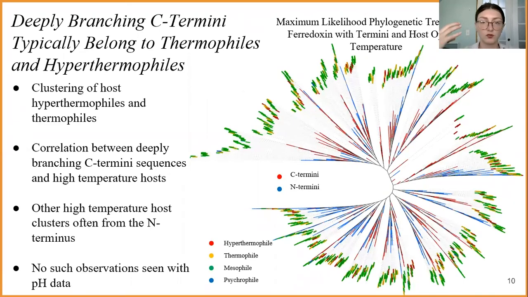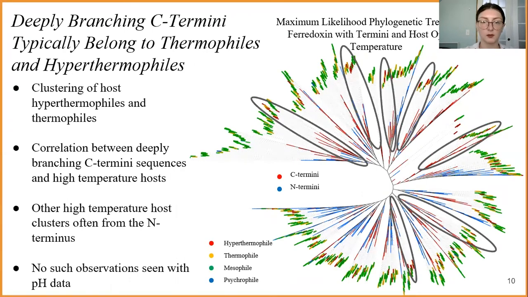When we consider host optimal growth temperature data, it appears that in the instances where thermophile and hyperthermophile sequences appear to be deeply branching in the clade, which means they are closer to the origin, the sequence is typically from the C terminus of ferredoxin, which I've outlined here. You can also see that the thermophile and hyperthermophile hosts are generally clustered together, whether they are closer to the origin or elsewhere in the tree. Unfortunately, no such correlations existed when pH data was overlaid with termini data.